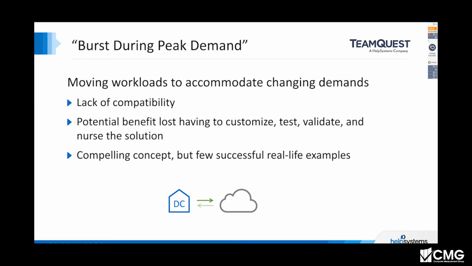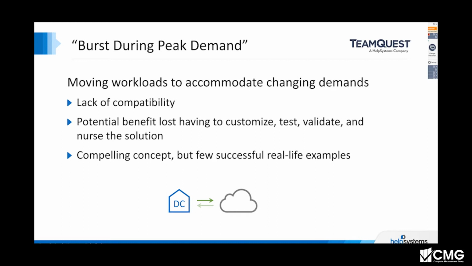So it's a very compelling concept, but as far as I know, there are very few successful real-life examples. There may be a few, but it's not a general mechanism that you can use. So this cloud bursting thing is more in theory than in practice, actually.